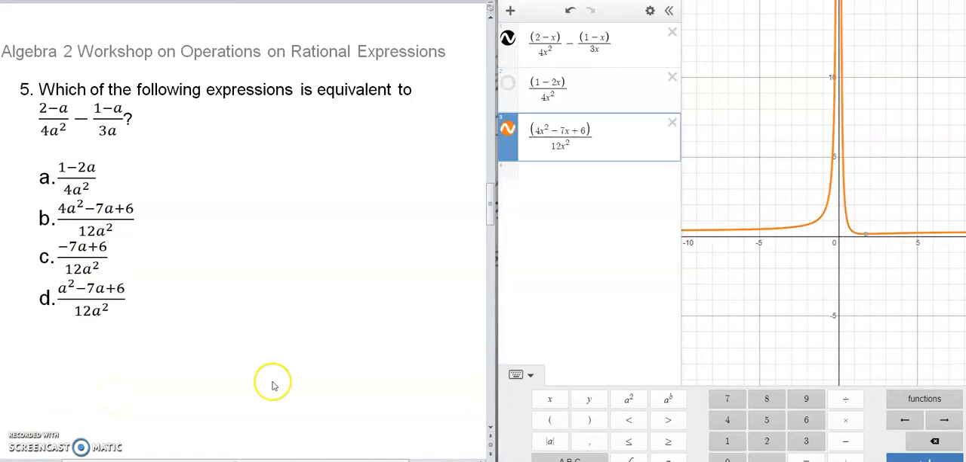Now plug in B. And you can see that when we plugged in B, it overlapped with the original expression. So therefore, the answer here is B. Okay, now let's solve this by hand.